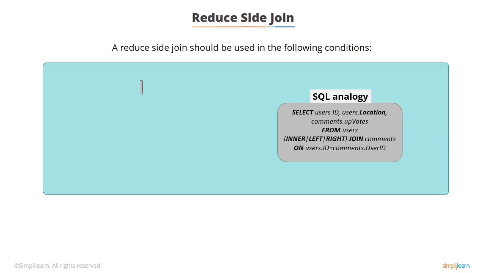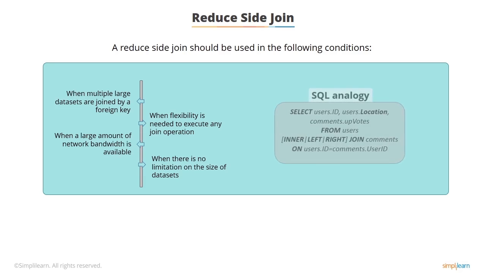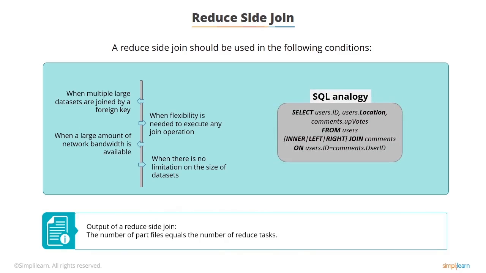A reduce side join can be used when multiple large datasets are being joined by a foreign key, when flexibility is needed to execute any join operation, when a large amount of network bandwidth is available, and when there is no limitation on the size of the datasets. A SQL analogy of a reduce side join is given on the screen. In the output of a reduce side join, the number of part files equals the number of reduce tasks.